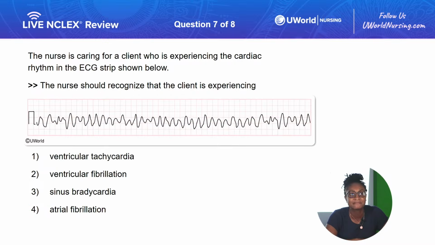The nurse is caring for a client who is experiencing the cardiac rhythm in the ECG strip shown below. The nurse should recognize that the client is experiencing what? Let me know what you guys think this rhythm is. Is it ventricular tachycardia, ventricular fibrillation, sinus bradycardia, or atrial fibrillation? Let me know, let me know.